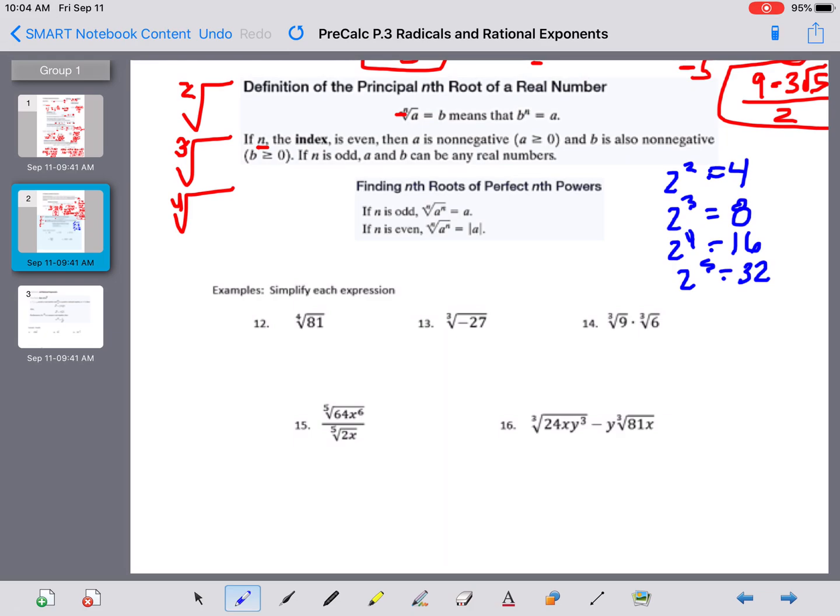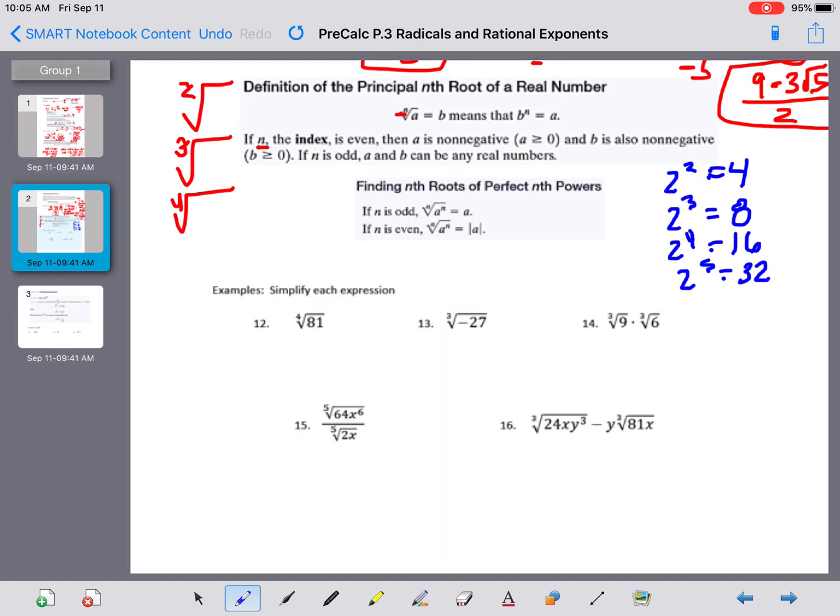Okay, so I have on number 12, 81 to the 4th root. Now, a quick reminder, when you have even number roots, the square root, the 4th root, the 6th root, the 8th root, and so on, you can only take the roots of positive values because you have to have an even pair, and the only way you can have an even pair to pull out is if you have both the same sign, which is positive.